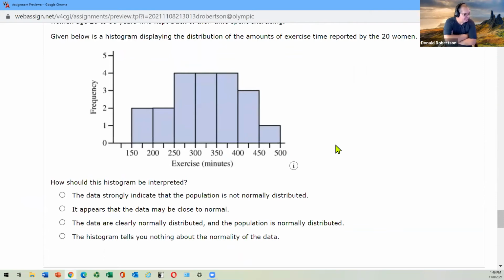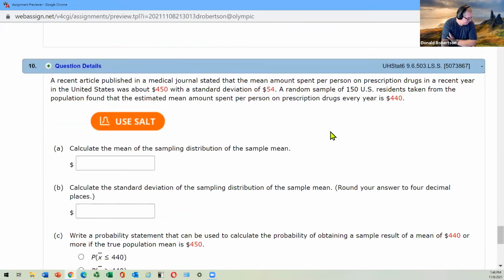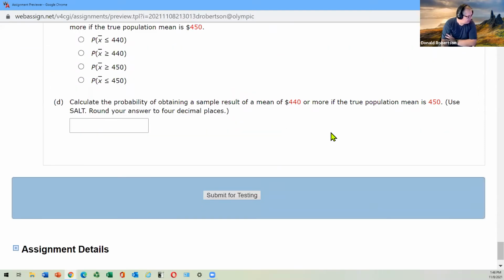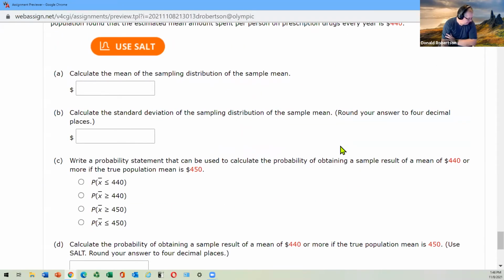What about that one? Yeah, I think they're using words like, in this case, it's that one. It may be close to normal. You know, they're being kind of vague. And question 10, which I think is the last question. Let's check. It is. Okay.